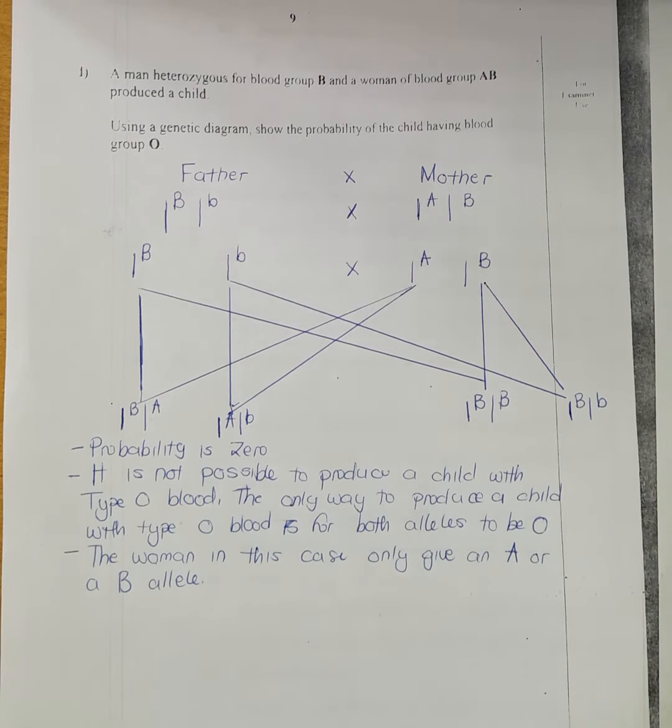Let me repeat to explain again. The question is reading, using a genetic diagram, show the probability of the child having blood group O. So we have drawn the genetic diagram, and the probability is 0. It is not possible to produce a child with type O blood. The only way to produce a child with type O blood is for both alleles to be O. The woman in this case only gives an A or a B allele.